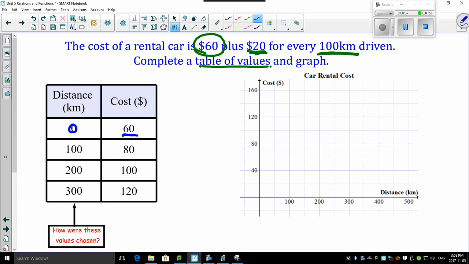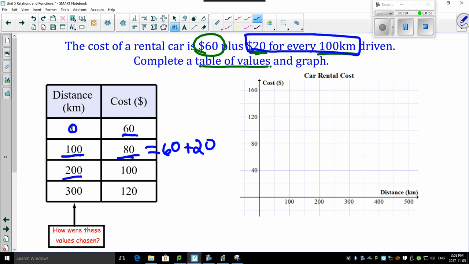But now let's say we go on a nice little trip and we go about 100 kilometers, which is out to probably about Ponoka or so. Okay, so we go 100 kilometers, great. How did we come up with this $80 charge here? Well, think about it. It was $60 for the rental of the car plus $20 for the 100 kilometers driven. So that works out to be 80 bucks. Makes sense, doesn't it?